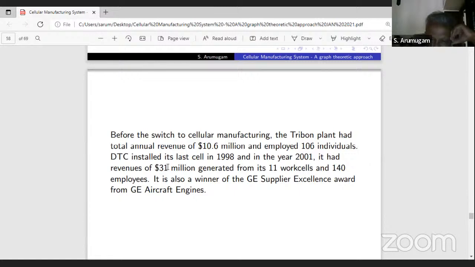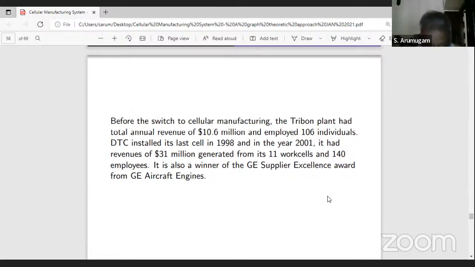Okay. And with 11 work cells, the number of employees slightly increased, but it was not a problem. Because the profit is so much that they are not worried about increasing the number of employees. So this is a success story of implementation of group technology and cellular manufacturing system in a carbon producing company. Good.